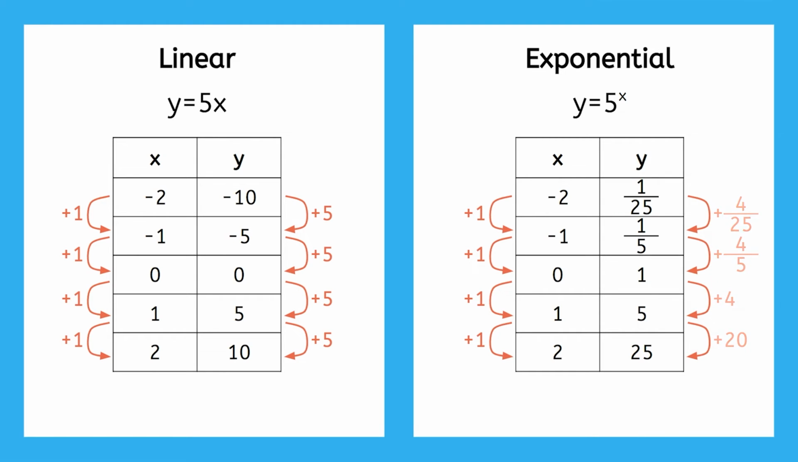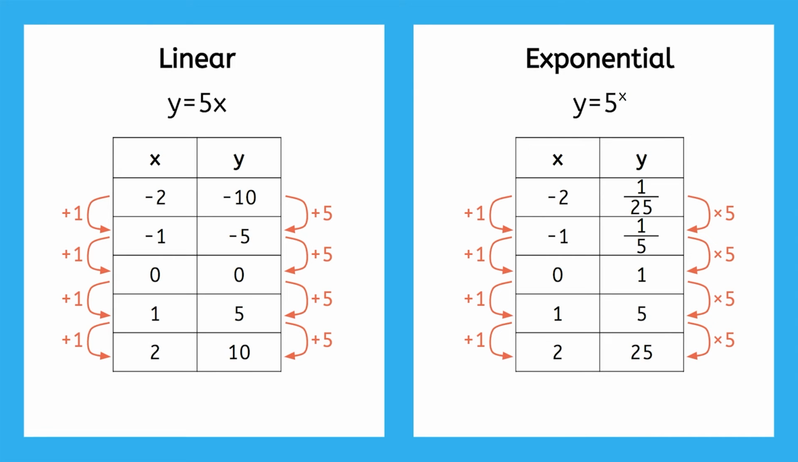Instead of an increase or decrease, there is a common ratio or factor between these points. From each row to the next, the y value gets multiplied by 5. And you know what? That makes sense. An exponent represents repeated multiplication, so every time we increase the exponent by 1, we're telling the function to multiply by 5 one additional time.